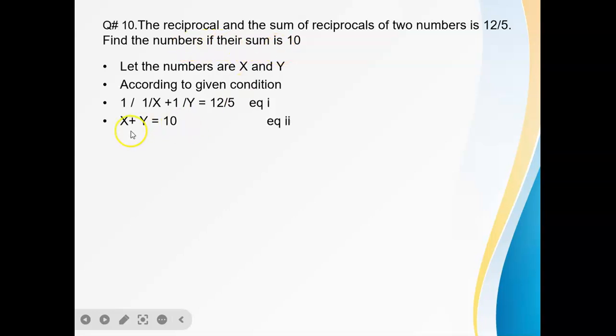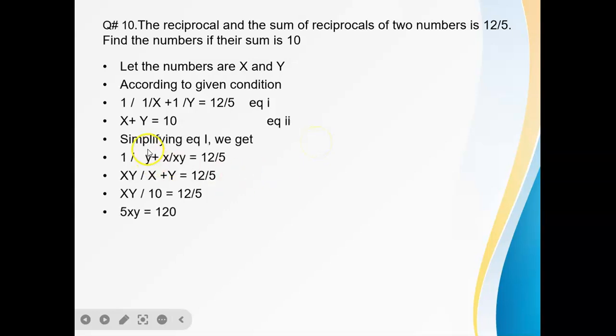So therefore, you add them: x plus y equals to 10. And the first statement is the sum of reciprocals of two numbers. So if you take reciprocals, it is 1 by x plus 1 by y. Okay? So here is the first equation, which you will have to simplify a little. Now simplifying equation number 1, we have 1 over, by taking the LCM of the denominator.